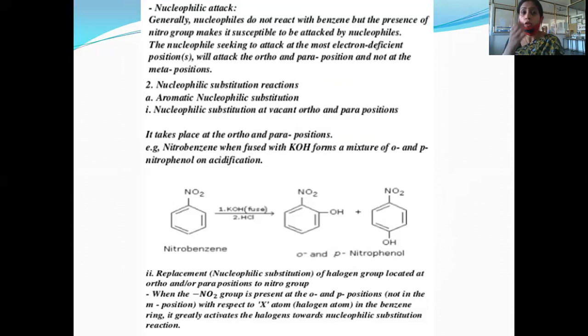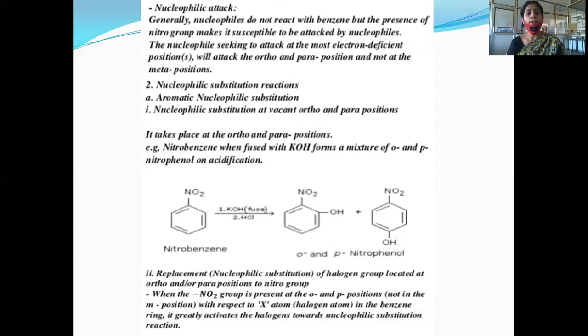Now, let us see some nucleophilic reactions. Nucleophiles, we know, usually do not react with benzene. Why? Because the benzene ring is itself electron rich and nucleophiles are also electron rich. So, both being electron rich, they will repel. But what happens when a nitro group is inserted in the benzene ring? Because it is a deactivating and electron withdrawing group, it withdraws the electron density from the benzene ring towards itself, making it more prone to nucleophilic attack.